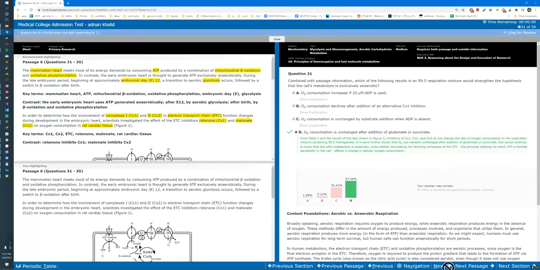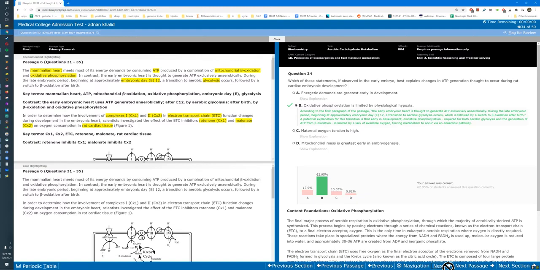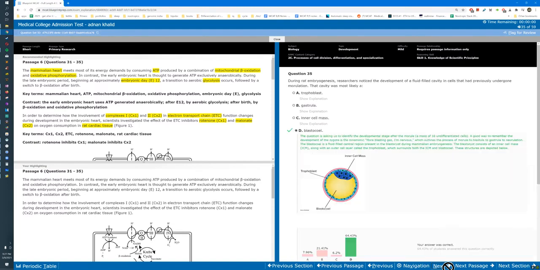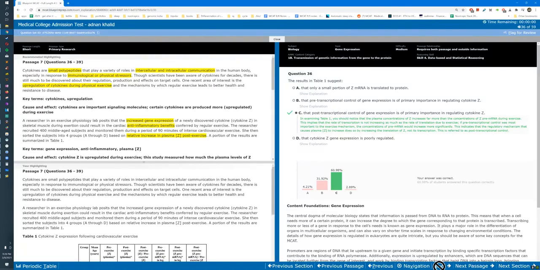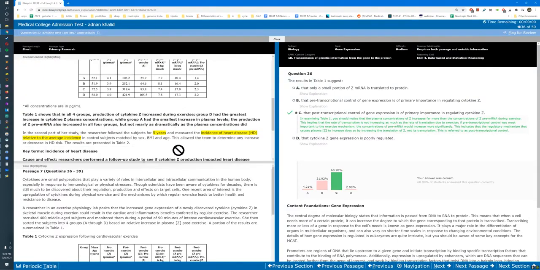Okay, I don't want to do that. Well, fluid-filled cavity is going to be a blastocoel. Gastrula, I think, is hollow. No, that's when the three layers come in. Okay. Anyway, whatever. Blastocoel. Maybe you can remember that, but whatever. Oh yeah.